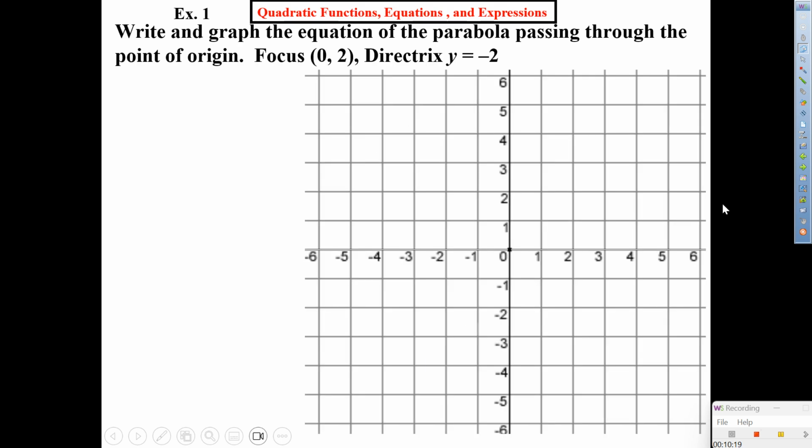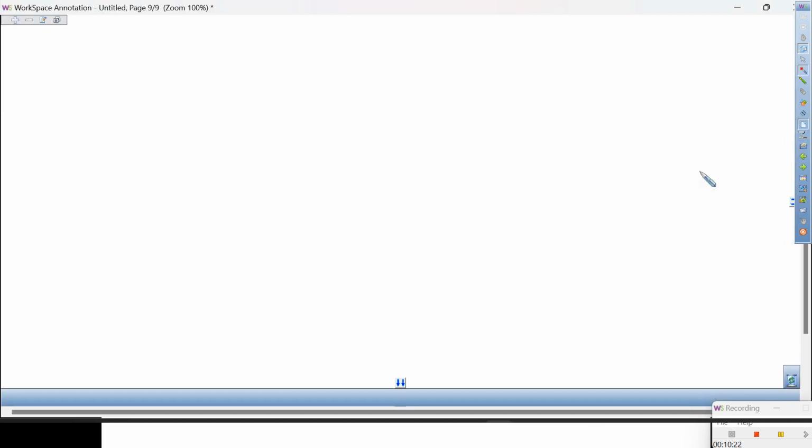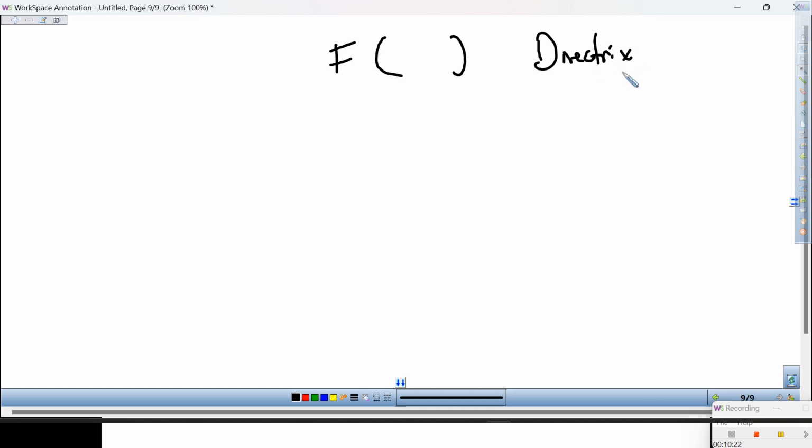But before we get to this problem, look up to the screen. Write your utensils down. Very important. Here we go. So I'm going to try and give you one set of vision that I want you to see. In the following problems, they're going to give us a focus and they're going to give us a directrix. Okay? Everybody with me so far? They're going to ask us to write an equation and also to graph.